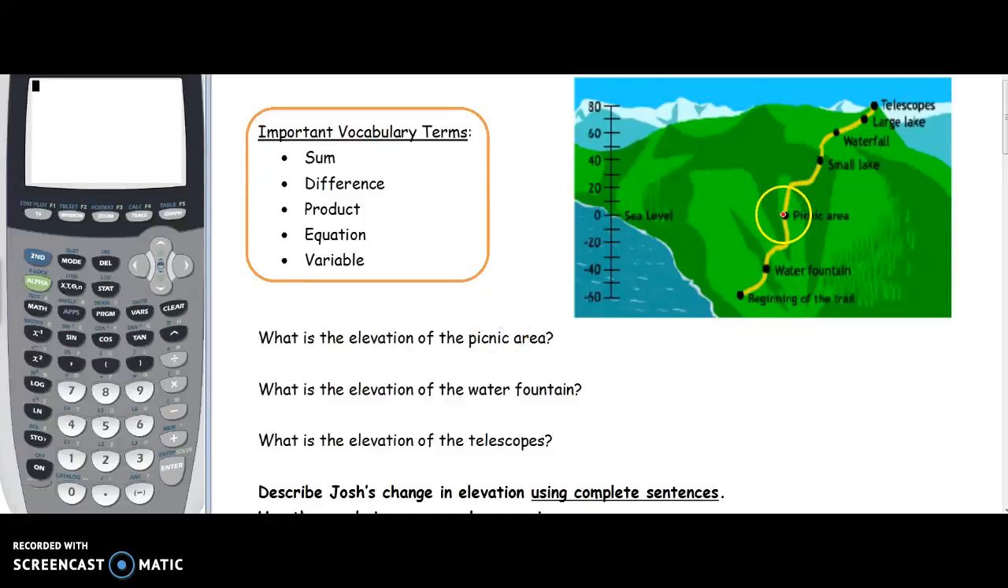So if you find the picnic area, it's right here. You're going to go over on that map to the scale, and it says 0, and 0 represents sea level. So the elevation of the picnic area is 0, or we can say sea level. The elevation of the water fountain is right here. Okay, so again, we're going to move it over, and it's at negative 40, and we would say negative 40 feet, or we can say it's 40 feet below sea level.